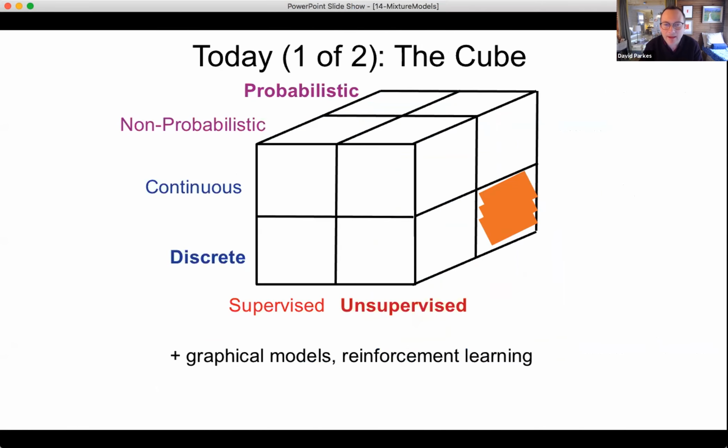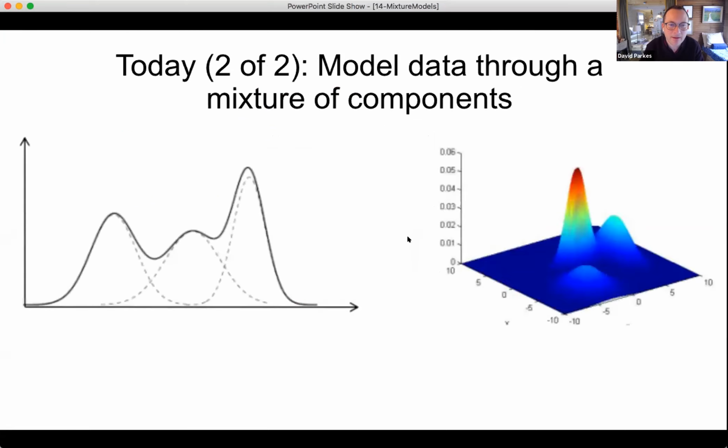Okay, what are we gonna do today? Today we are going to do the bottom right corner of the cube. Probabilistic, unsupervised, and discrete.